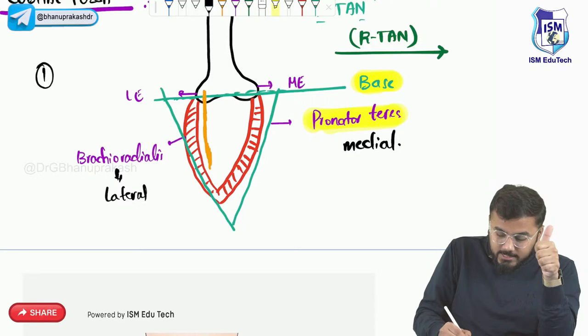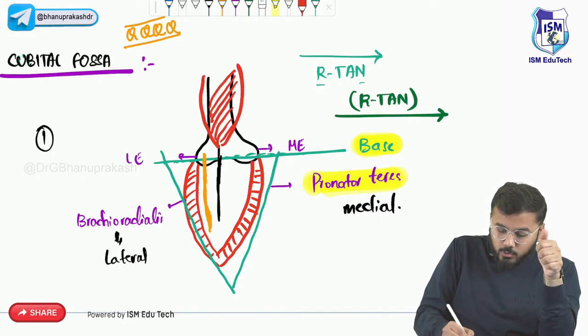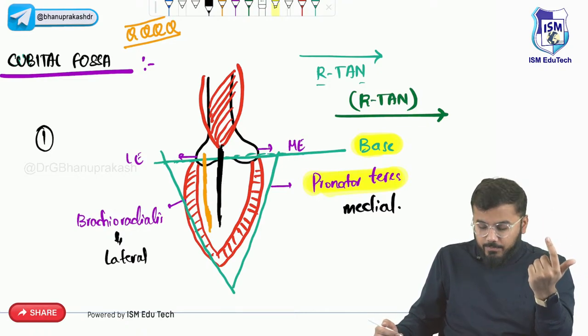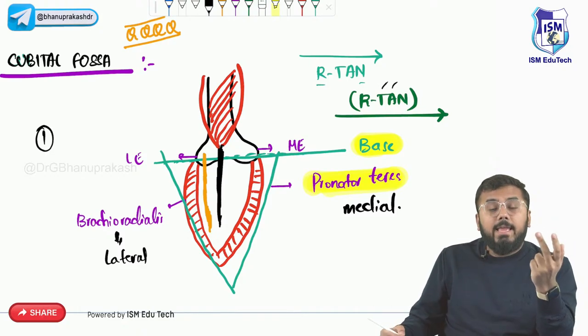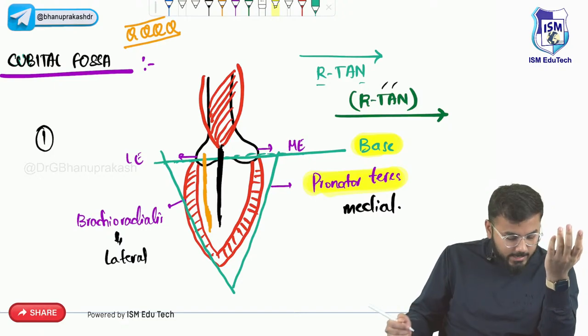What does R stand for? R stands for radial nerve. Next, what does T stand for? T stands for tendon of biceps brachii. This is your biceps brachii, and it has a tendon, called the tendon of biceps brachii. The third important thing is A. A stands for artery. Can anyone tell what the artery is?